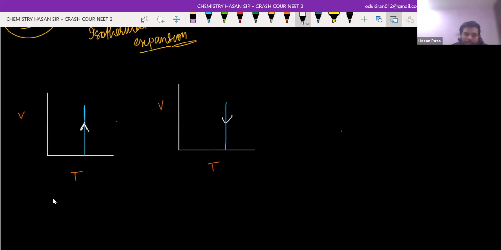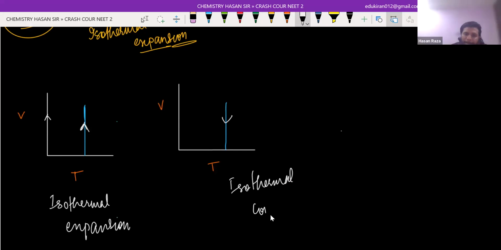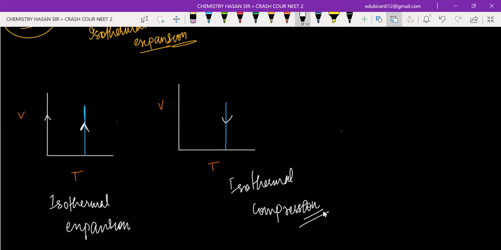In this, since temperature is constant, it is isothermal, and it is going vertically upward. That means volume is increasing. So this will be isothermal expansion, and here volume is decreasing. Temperature is constant, that's why it is isothermal, and here it is isothermal compression. Is that clear, everyone? Can I change the slide?